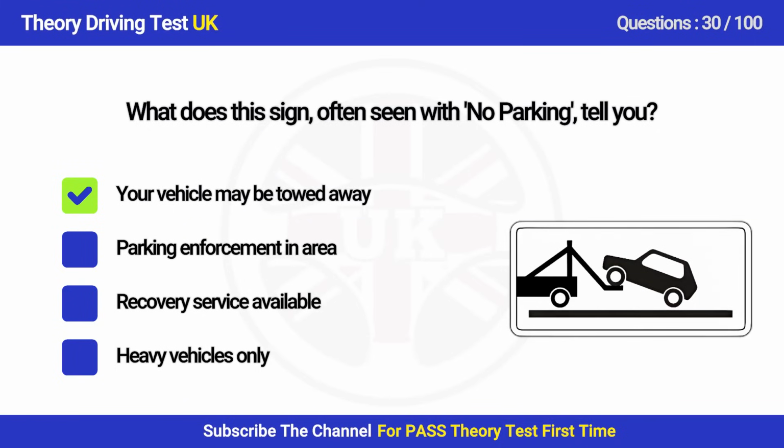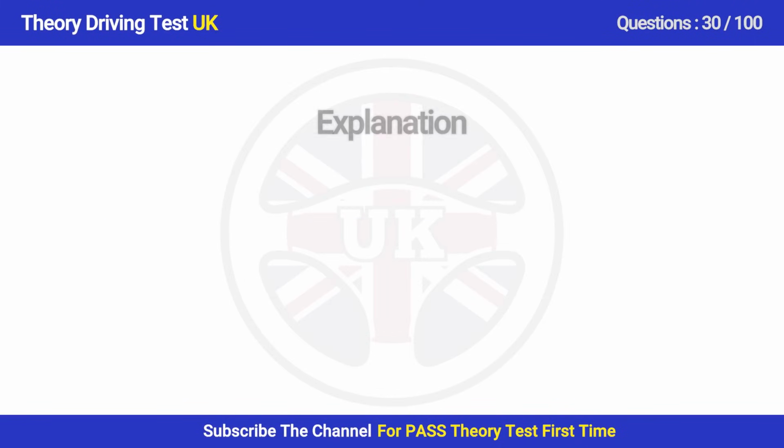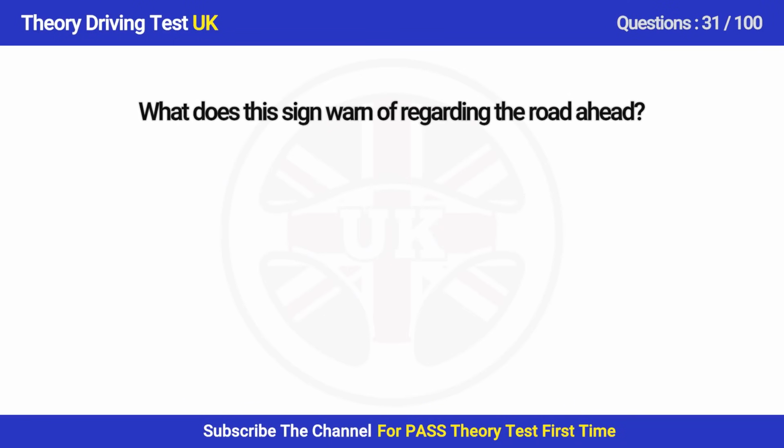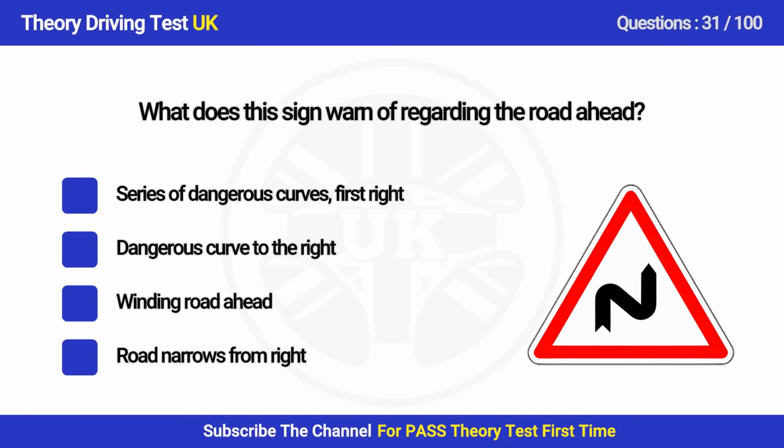Answer is A. Your vehicle may be towed away. This sign indicates a zone. If you park or stop illegally in an area marked with this sign, your vehicle may be removed by a towing service at your expense. It serves as a strong deterrent against illegal parking.